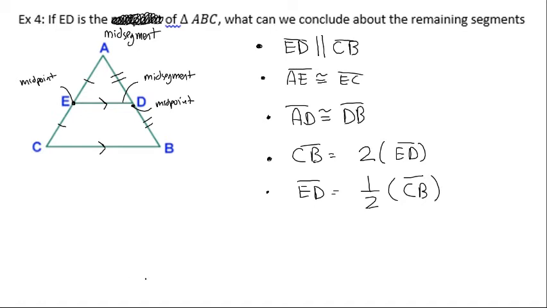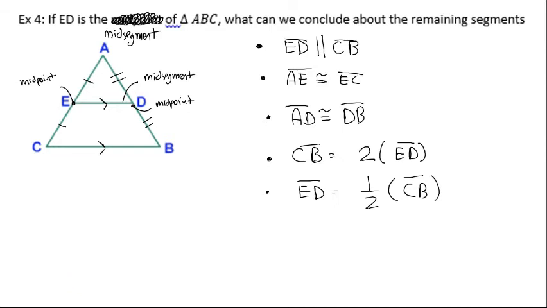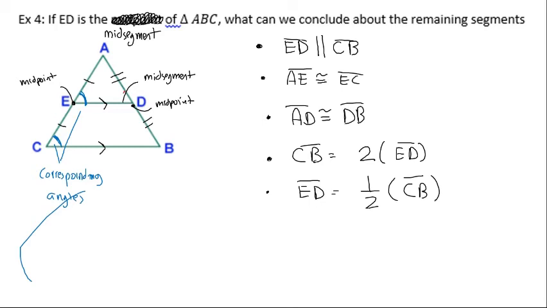And then some angle relationships right here, we could also mark. So you can also say that this angle right here, these two angles, they're congruent because they're corresponding. And same thing goes for this over here. So I go this angle with this angle. So again here are the corresponding angles.